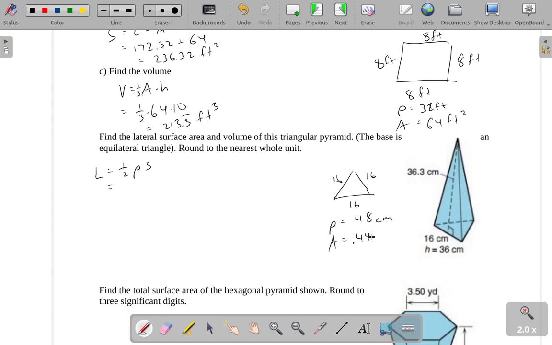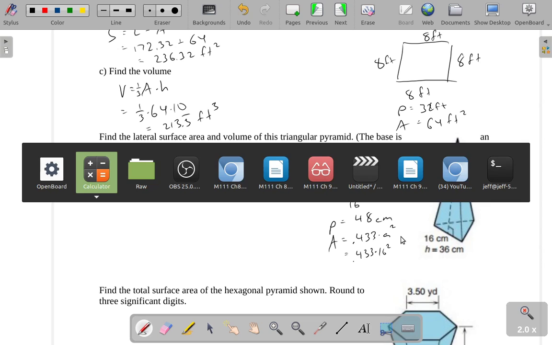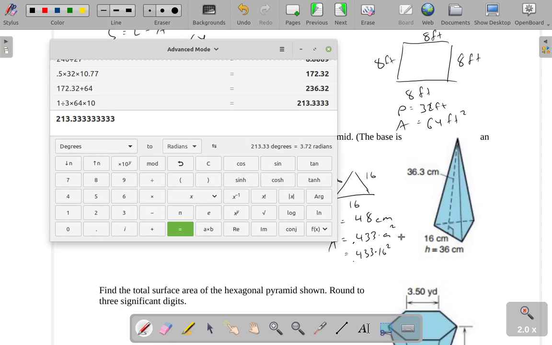This will be 0.433 times the side length squared, which we called a squared. Again, this is pulled directly from one of those formulas. Since this is an equilateral triangle, figuring out the area of this equilateral triangle is pretty straightforward. 0.433 times 16 squared is 110.848.